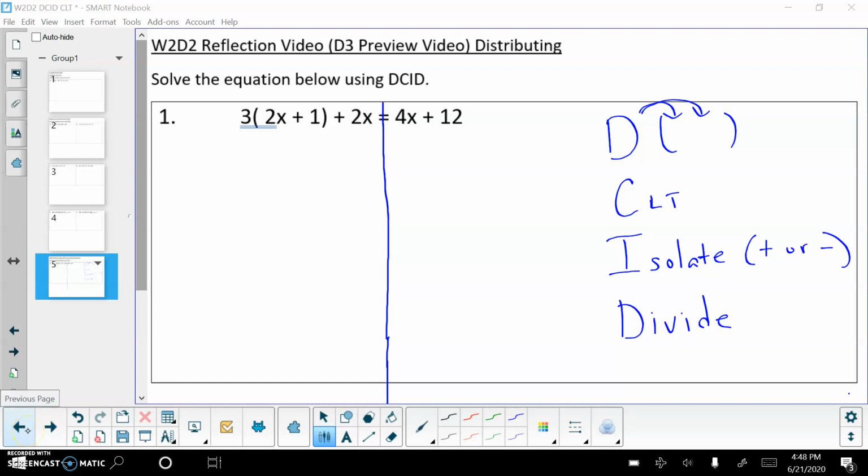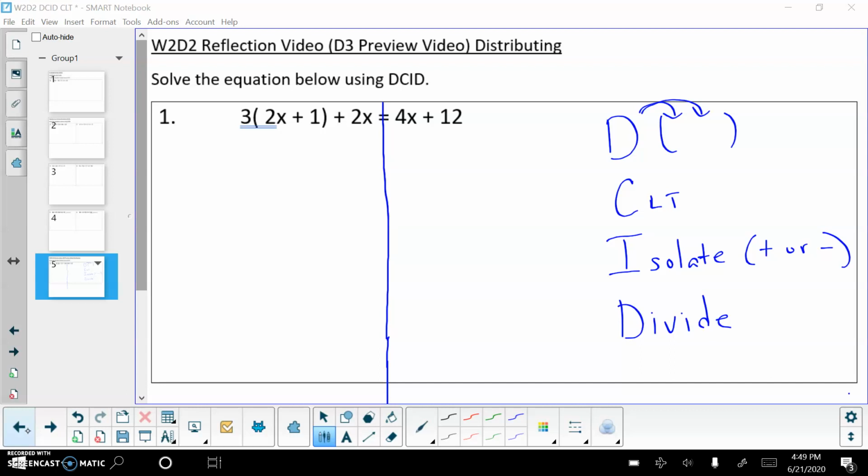Hello, this is our week 2, day 2 reflection video for our algebra boot camp, and it's also our day 3 preview video, and that it shows us what we're going to be covering tomorrow. And you'll notice this equation is more complicated than the ones that we've been doing. It has parentheses in there, so it's going to involve distribution.